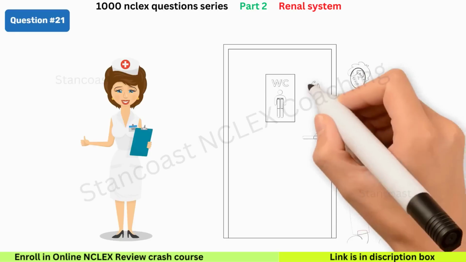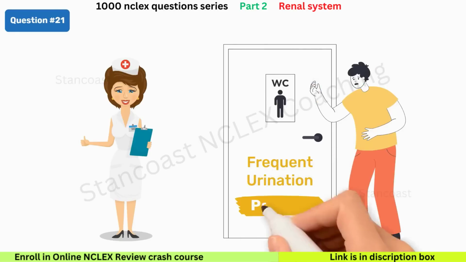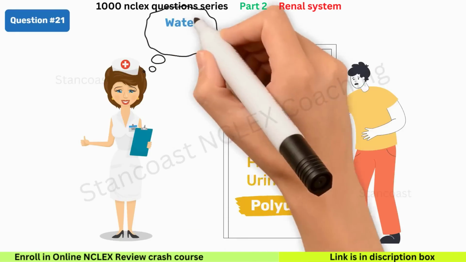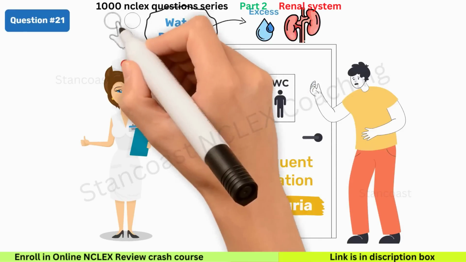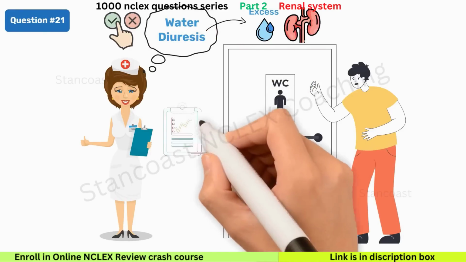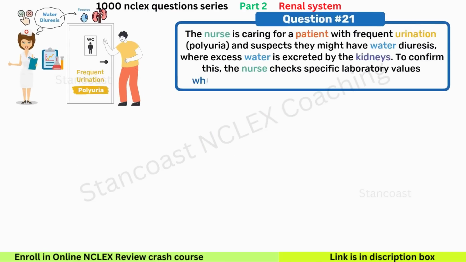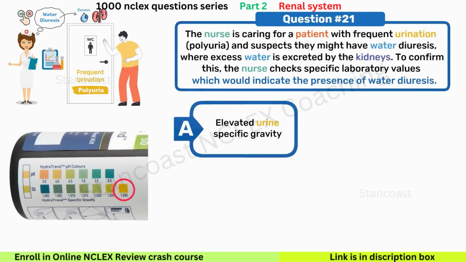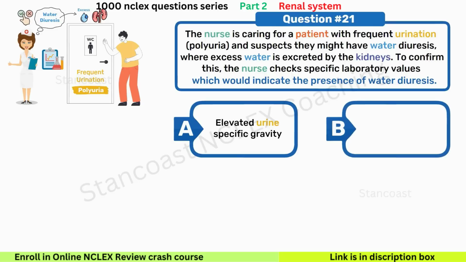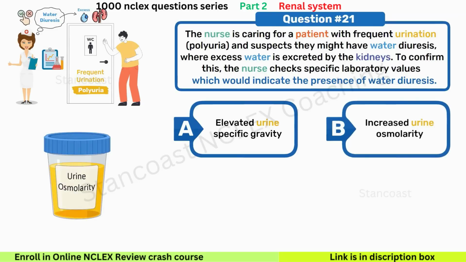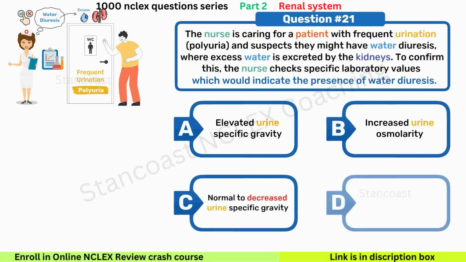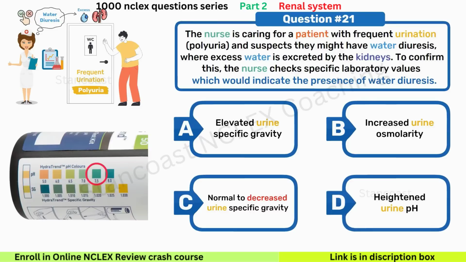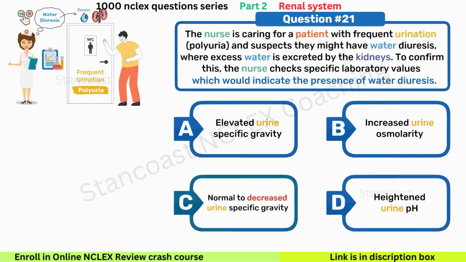The nurse is caring for a patient with frequent urination, polyuria, and suspects they might have water diuresis, where excess water is excreted by the kidneys. To confirm this, the nurse checks what specific laboratory values which would indicate the presence of water diuresis. A. Elevated urine-specific gravity. B. Increased urine osmolarity. C. Normal to decreased urine-specific gravity. D. Heightened urine pH. Correct answer, C.